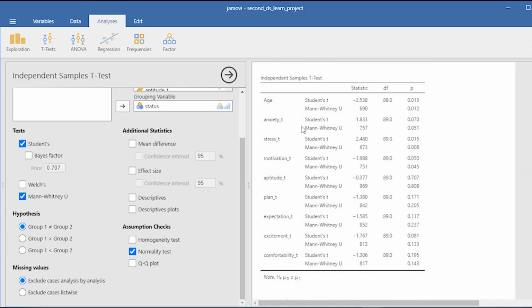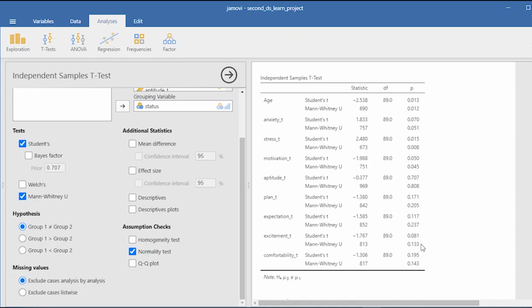The next one was the anxiety, which was almost equal to the level of confidence. So it's your choice whether to consider the anxiety as a factor or not. I might consider it, yes. The stress, absolutely, it is significant. Motivation, again, just like anxiety, I will consider as well. Aptitude, none, because it seems completely not significant at all. The plan as well, you could see, is 0.17, way higher than the expectation as well.